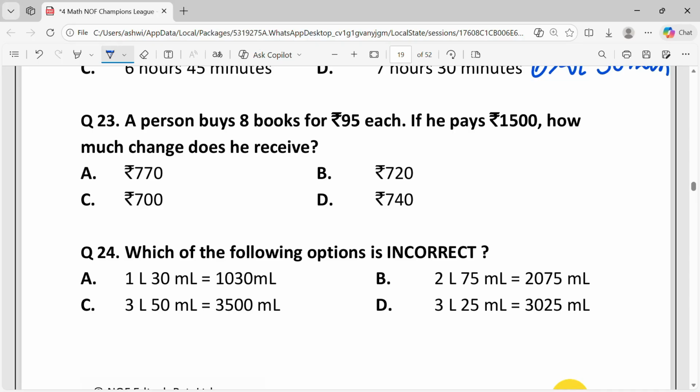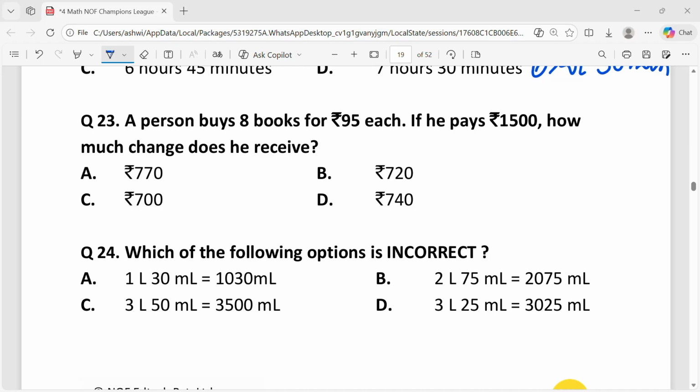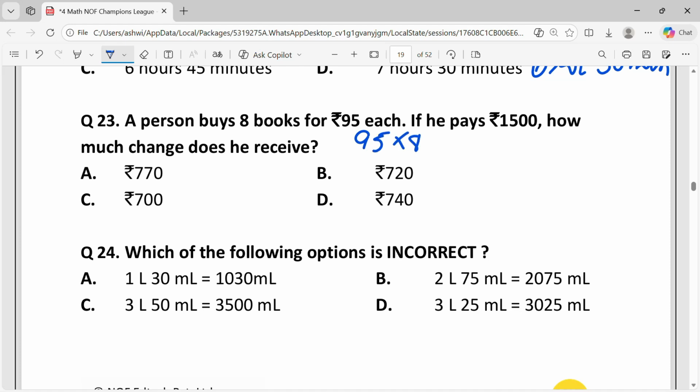Question 23. A person buys 8 books for rupees 95 each. If he pays rupees 1500, how much change does he receive? The total cost of books is 95 into 8, that is equal to 760. The change received is total amount paid minus the cost, that is 1500 minus 760, that is equal to 740. That is option D, rupees 740.